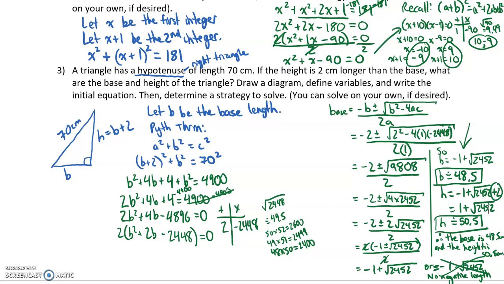You can go back and check that by substituting those into the left and right side of that formula, (b plus 2) squared plus b squared equals 70 squared.